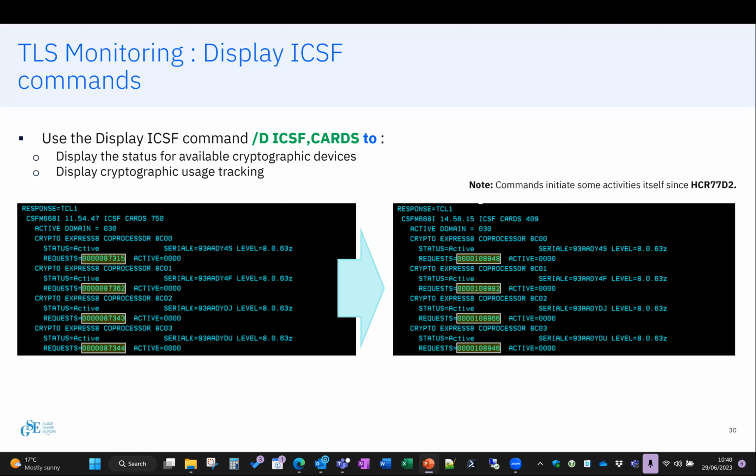The ICSF display command was quite interesting also, because using D ICSF,CARDS, I was able to see the number of requests towards my Crypto Express card being implemented. So that was a good way to check if my injections were working properly, without waiting for the 2 minutes of the test and dumping my SMF record.